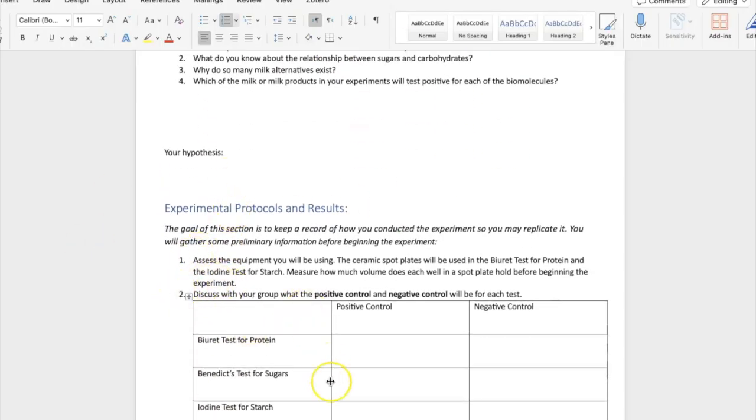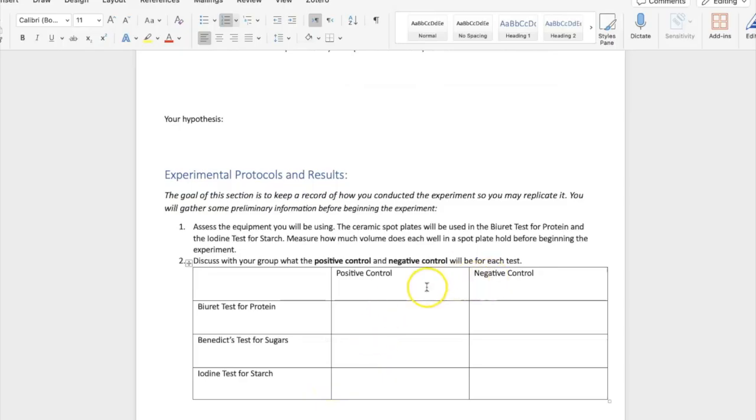And then we also want them to think about the concept of a positive control and a negative control. So for each of the tests, we want them to write down what their positive control and negative control will be. And this is outlined in the PowerPoint slides.